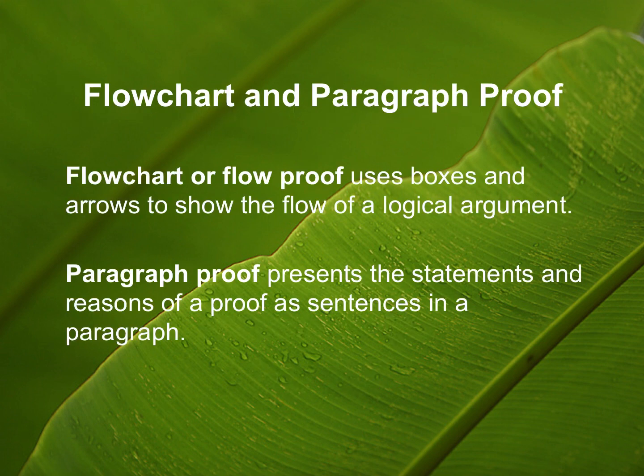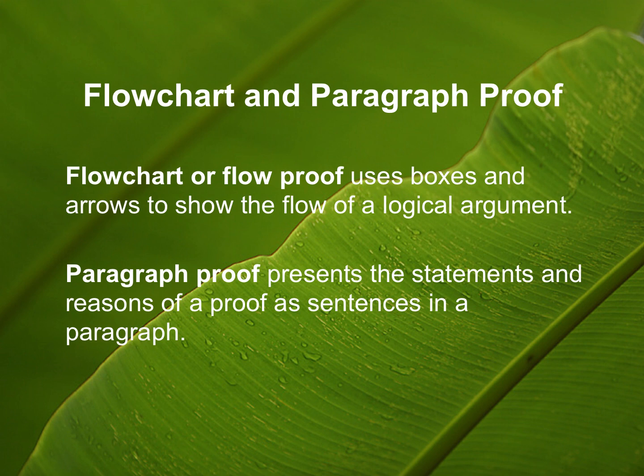All right, a flowchart and paragraph proof. We are not using these in geometry. We are using a 2-column proof, which is what we've been using, our statements and our reasons. But you still need to know that there are different types of proofs, a flowchart or a flow proof. This uses boxes and arrows. So think of a flowchart like in science. I don't know if you guys have made a flowchart in science. It has the arrows going in a circle maybe. So that's a flowchart in proof.